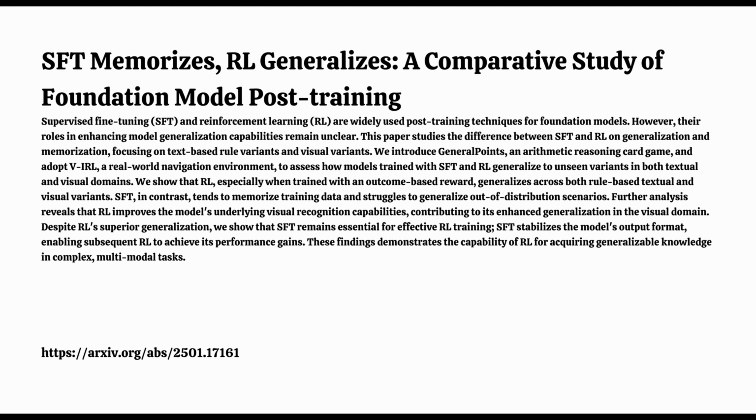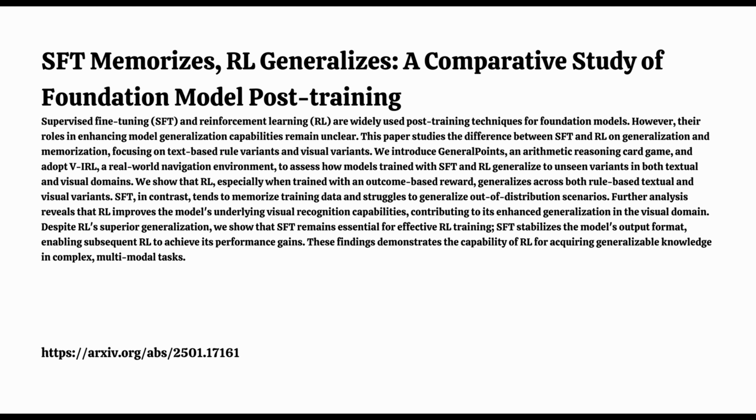Now, the research used a couple of different environments to test these types of generalization, right? Yeah. They used something called GeneralPoints, which is a card game kind of like that classic 24 game. And then they also used V-IRL, which is a real-world navigation task. Oh, interesting. Okay, so GeneralPoints, we've got cards involved. I'm intrigued. Tell me more about that one.